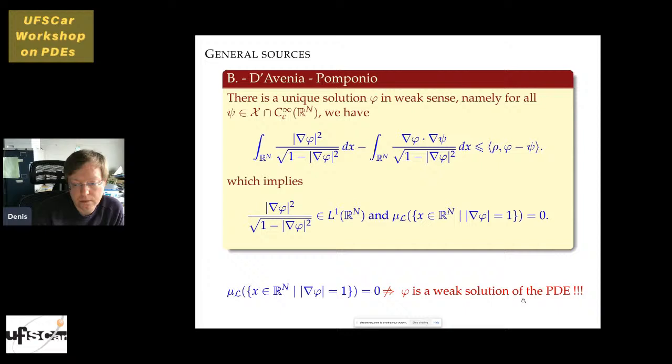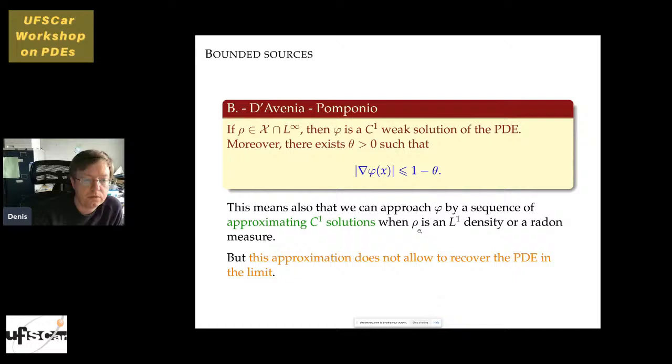Now what we proved is that if the data is smooth, in the sense that it is bounded, then indeed you can prove that phi is a C 1 weak solution of the PDE and you have a control on the gradient. By the way, this control on the gradient, I'm not sure if I'm correct here, is probably only local. The gradient could approach one at infinity. And you can prove this with the theory of Bartnik and Simon, essentially.